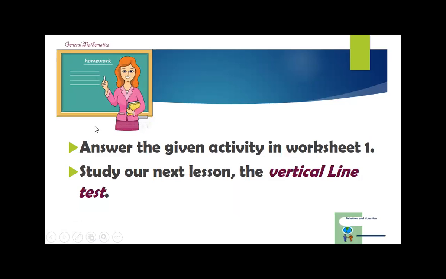Okay, as a homework, answer the given activity in worksheet 1 and study our next lesson, the vertical line test.